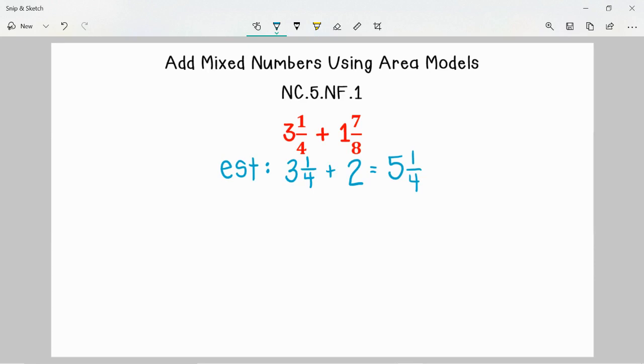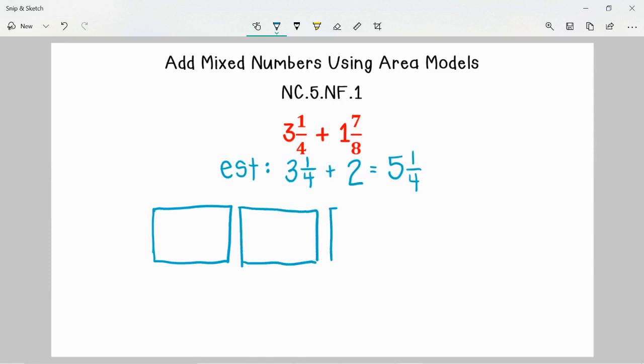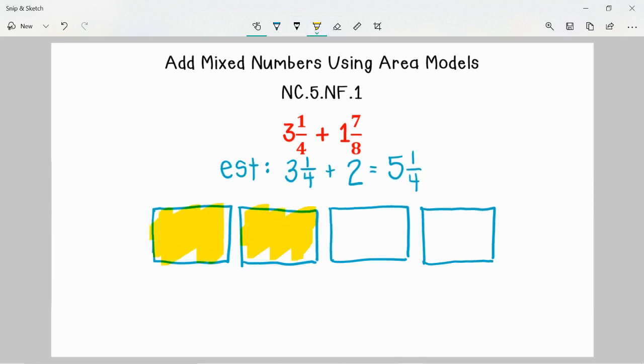So in order to begin to solve using the area models, I will first model both of these mixed numbers. So let's start with the 3 and 1/4. So I will need to show 3 wholes. And then I'll draw another whole where I'll be able to show the 1/4. So we will have 3 wholes, 1, 2, 3. And then this last whole I will split into fourths so that I can show our 1/4. So there we have 3 and 1/4.